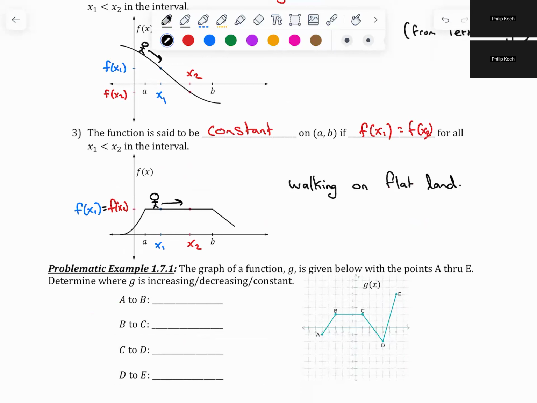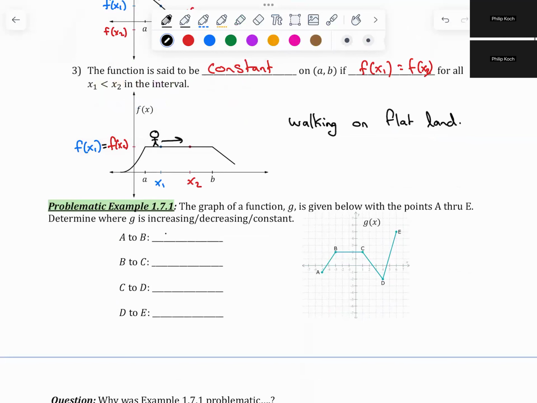So, problematic example 1.7.1. The graph of function g is given below with the points a through e. Determine if g is increasing, decreasing, or constant from those perspectives. So from a to b, increasing or decreasing? Increasing. Yes. So I'm just going to write INC for increasing and DEC for decreasing, so we don't have to keep writing those words. From B to C, constant. From C to D, decreasing. And from D to E, it's increasing.